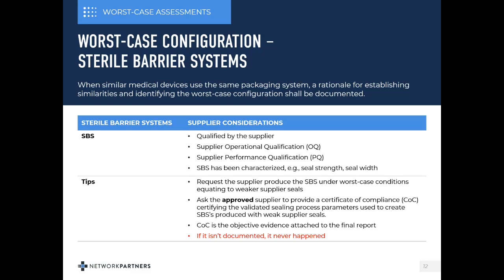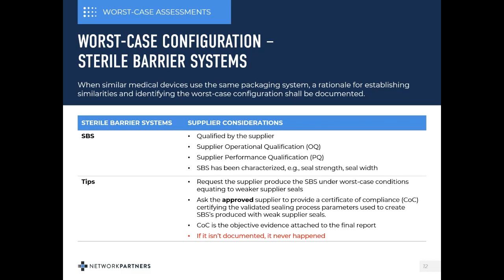I take those pouches, I do first articles on them, and then I have them processed so we can use them for our study and under our protocol. At the end of the day, what I do with the COC is attach it as objective evidence to my final report, so everything's there. So when it goes through an audit, they can see that we did everything worst case.